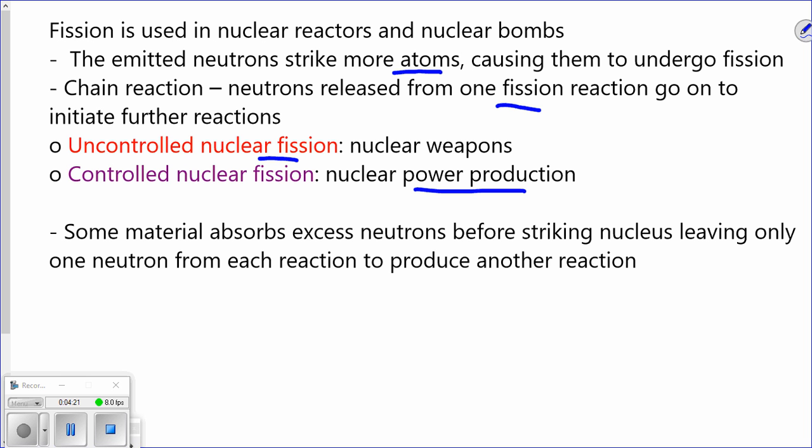The way that we control a fission reaction is we have to have something extra in the system that absorbs those extra neutrons. So the neutrons that are coming out as products don't have the opportunity to react with a new atom and start a new fission reaction. Some extra material in the system absorbs those excess neutrons before they strike a nucleus, leaving only one neutron from each reaction to produce another. So it creates more of a 1-to-1 ratio: one neutron in, one neutron out.